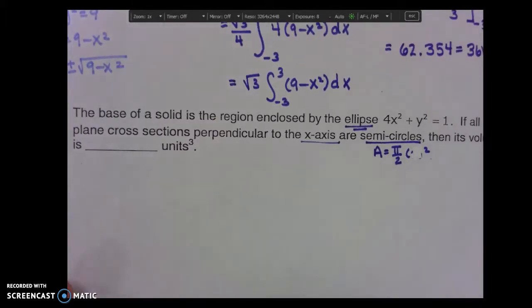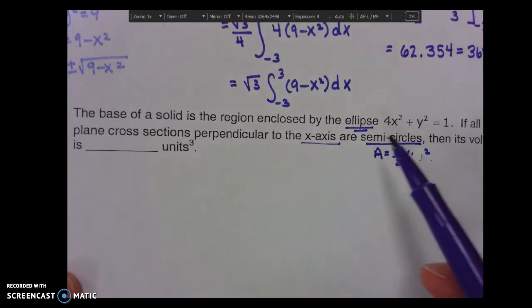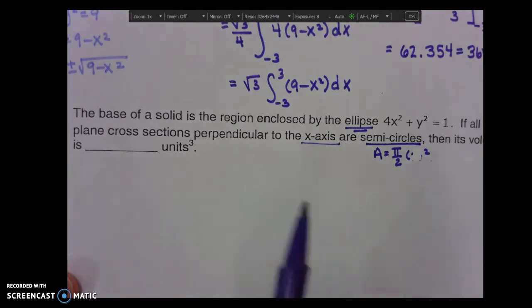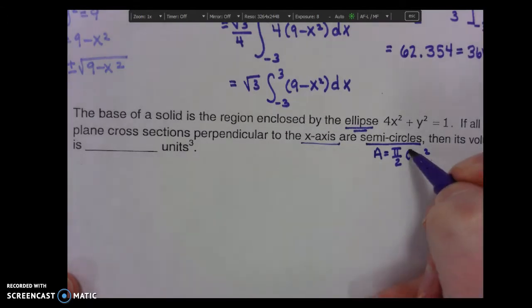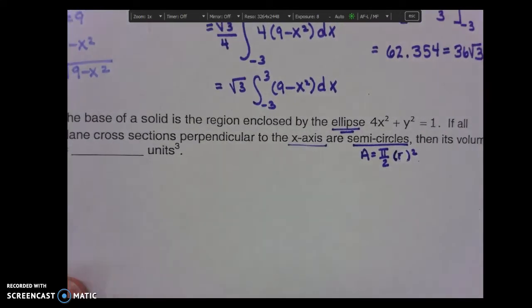Welcome back. So we've got the base of a solid is the region enclosed by an ellipse, 4x squared plus y squared equals 1. If all plane cross sections are perpendicular to the x-axis, yep, this means we are integrating with respect to x, are semicircles. The formula happens to be pi r squared, but divided by 2 since it's only half a circle. And we want to find its volume.